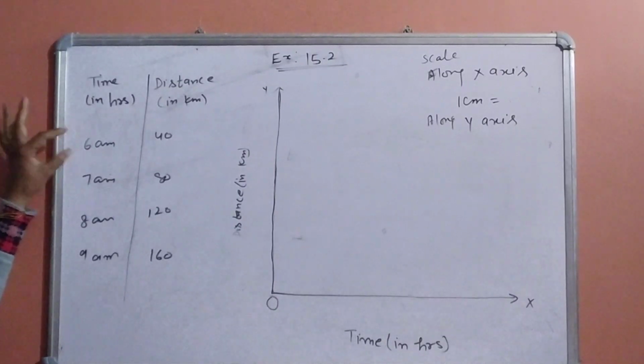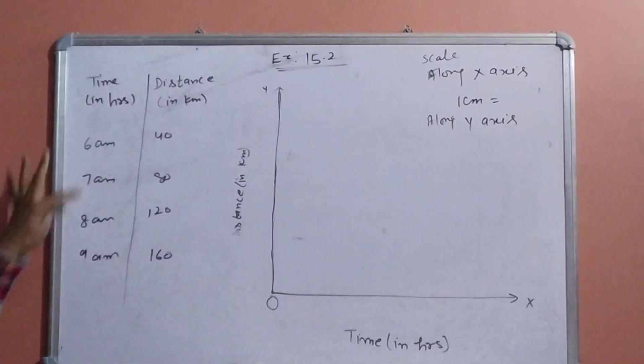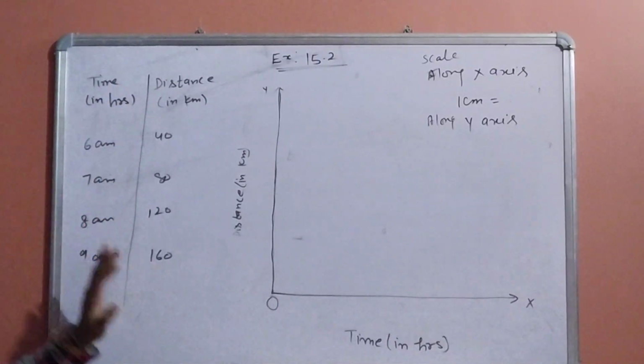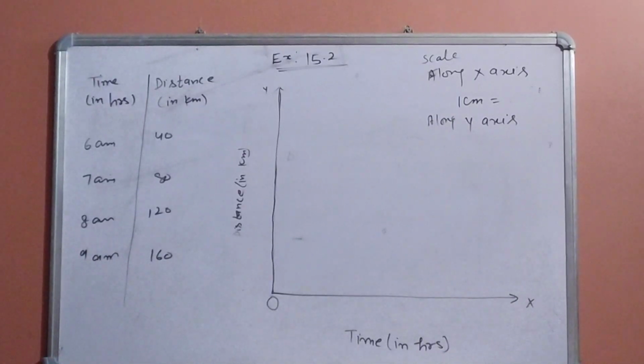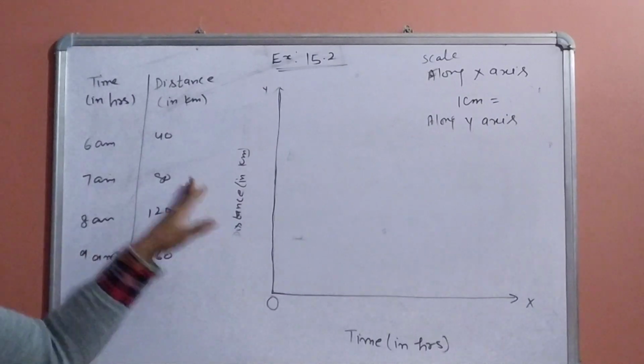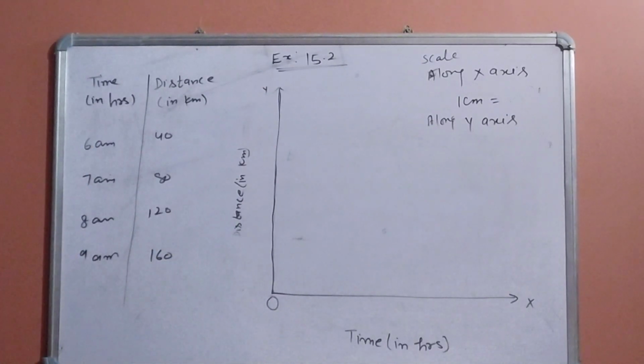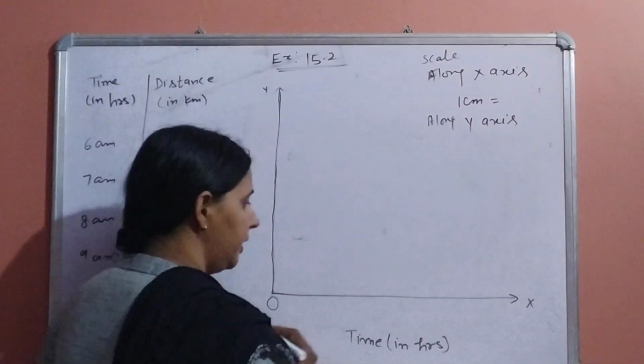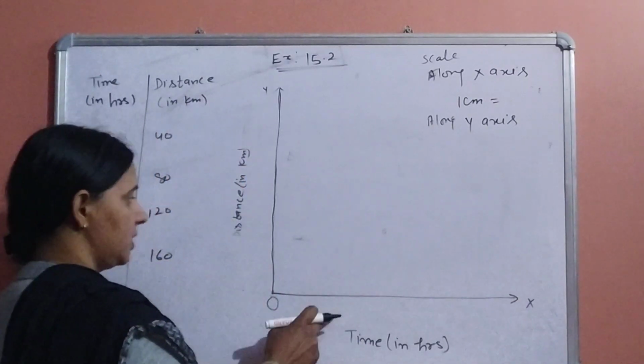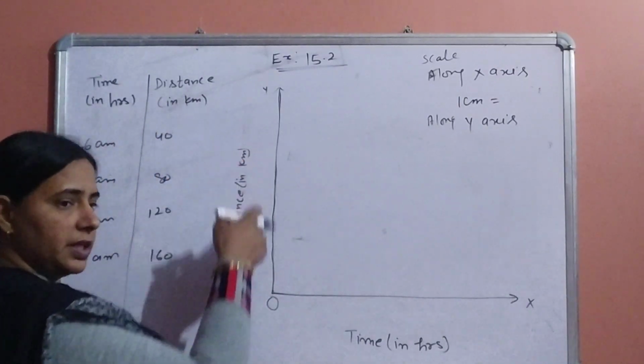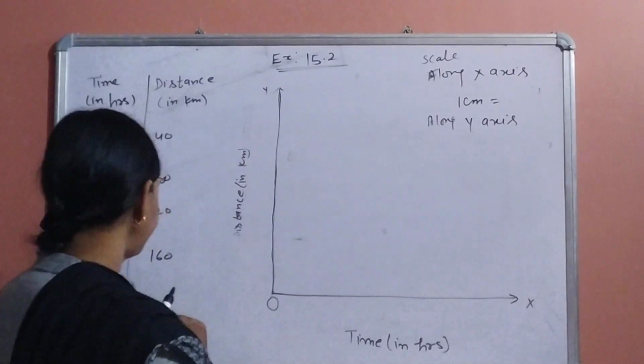So you can see that as time is increasing, distance is also increasing. That is, the more time we travel, the more distance gets covered. So distance depends on the time. That means time is independent, and we will take it on the x-axis, and distance, the dependent variable, we will take on the y-axis.